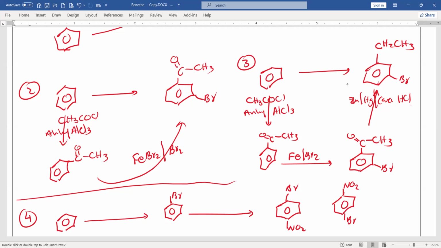In this case, we no need the orientation of the molecule. We need only the position of the atoms or group. Now first you add Br2, FeBr3, then you can add concentrated H2SO4 and HNO3 at 50 degrees Celsius. Then you will get this product. The fourth one. Then the fifth one.